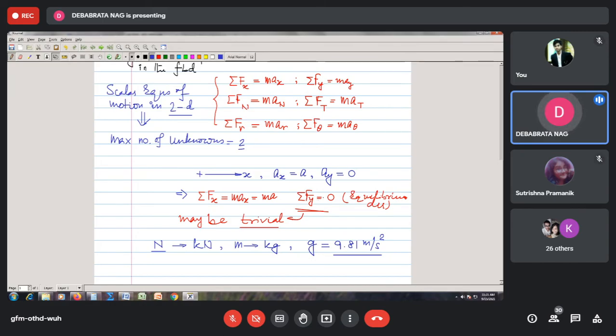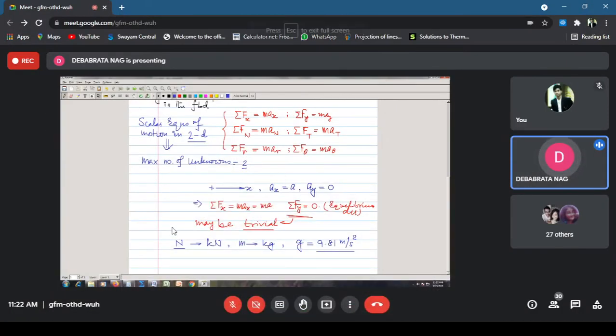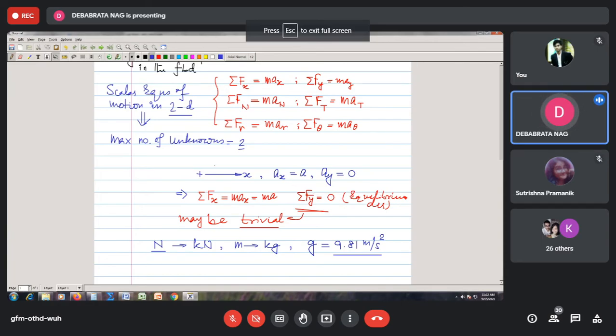Trivial relation means that this equation will be automatically obvious, right? You do not have any force in the y direction, so automatically sigma fy will be 0 and 0 equal to 0, correct? So suppose in your problem you do not have any force acting on the body along the perpendicular direction of motion. In that case, in the equation summation fy, since no force is acting along the y-axis, naturally summation fy is going to be 0. So 0 becomes equal to 0. Now that is quite natural, so that's why it is called a trivial relation.